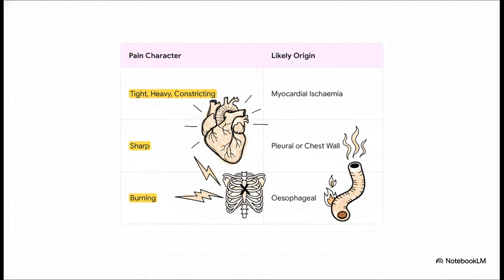Now, what's really interesting here is how this directly translates the patient's own words into clinical hypotheses. If they say tight or heavy, your mind should immediately jump to myocardial ischemia. If they say sharp, you're thinking more towards the pleura or the chest wall. Burning? That suggests an esophageal cause. You're basically mapping their experience right onto the anatomy.